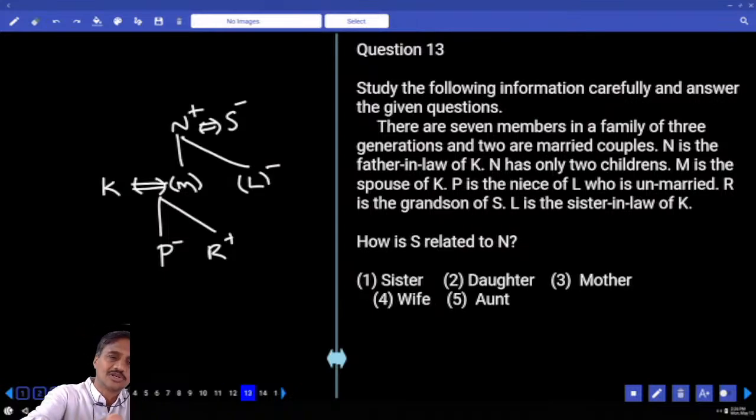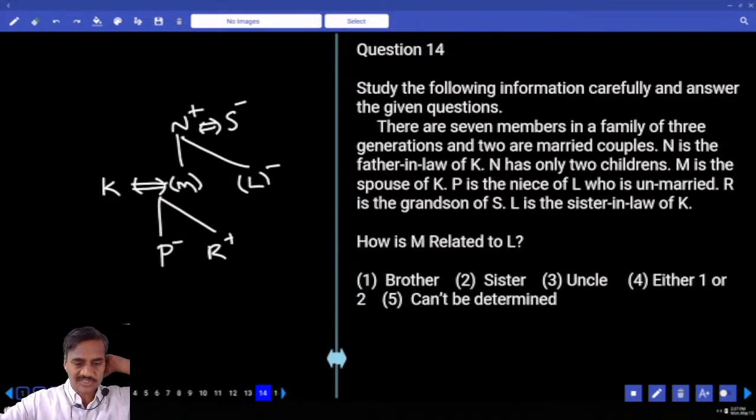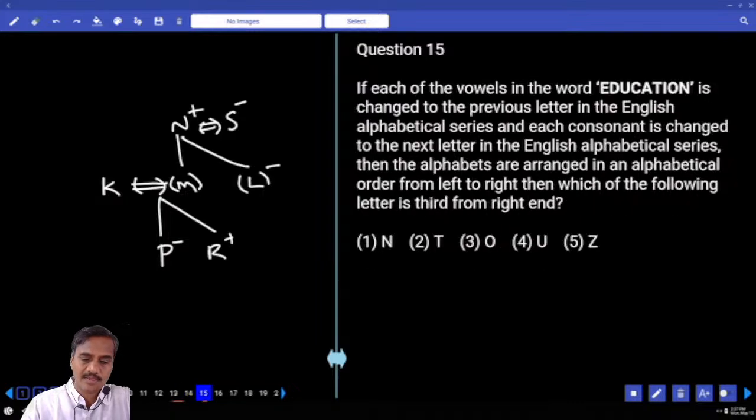How is S related to N? Now N's wife, that is choice 4. And how is M related to L? Now M is either the brother or the sister, so choice 5, cannot be determined. And 15.